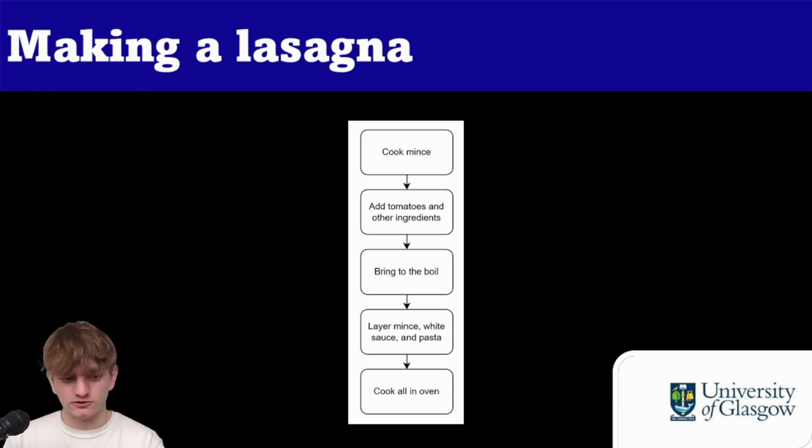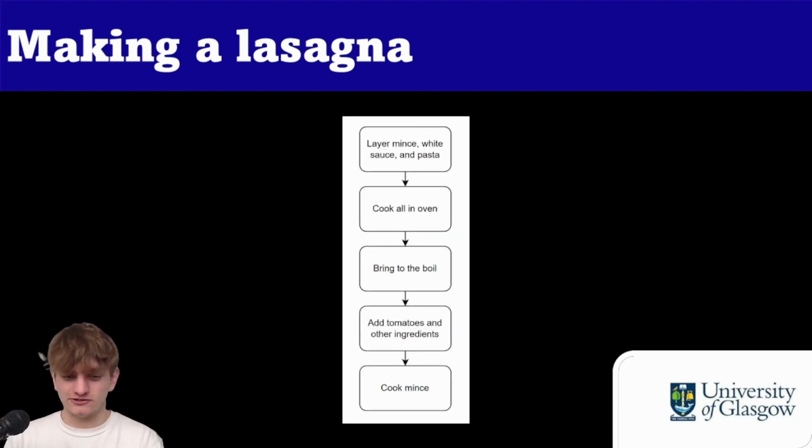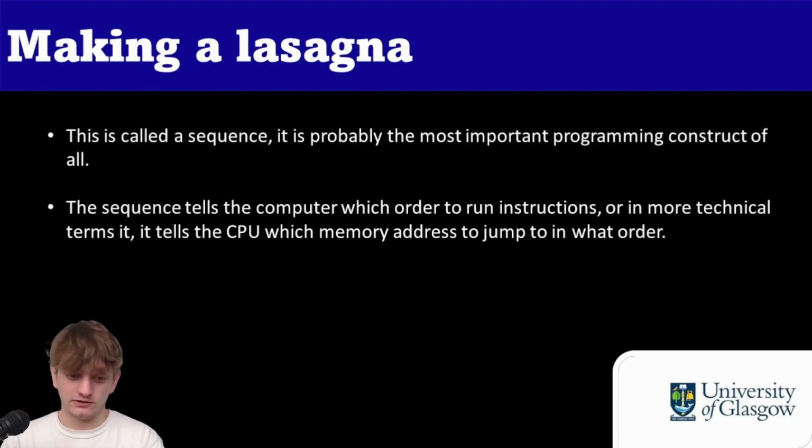But what if we were to change around the order of them? What if we were to layer the mince, white sauce, and pasta, and then cook it, and then bring it to the boil, and then add the tomatoes and ingredients, and then cook the mince? Well, that doesn't make any sense at all, and that wouldn't work if you were making lasagna. So that's why we have to have this thing called sequencing.